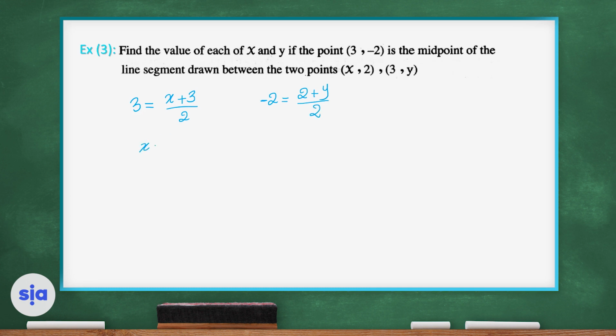Then x + 3 is equal to 6. That gives us x equals 3, and 2 + y equals -4. Then y equals -6.